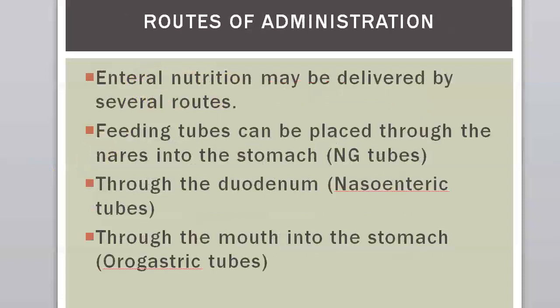Now let's talk about the different routes of administration. Enteral nutrition can be delivered by several routes. We can put feeding tubes through the nares into the stomach, and that's what you may do for your skill in Nursing 122, and we call those NG tubes. We can also place it through the nose into the duodenum, which is a nasoenteric tube, or through the mouth into the stomach, which are orogastric tubes. So it just depends on where that tube is placed.